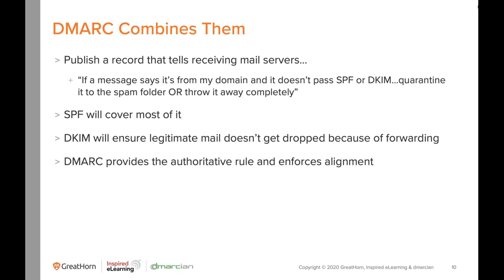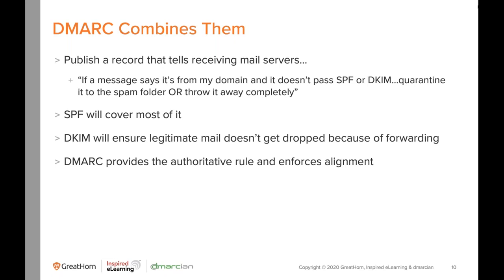SPF is going to cover most of your bases. You get to identify all the sources where you're sending messages from, and then DKIM will cover that other corner case of forwarding by making sure that if something was forwarded and there's a DKIM key in there also, that key is going to survive it and it will still pass authentication. So DMARC provides the authoritative rule for both of them without you having to have an overly strict policy on either of the lower two protocols, and lets you control exactly how strongly they're enforced.